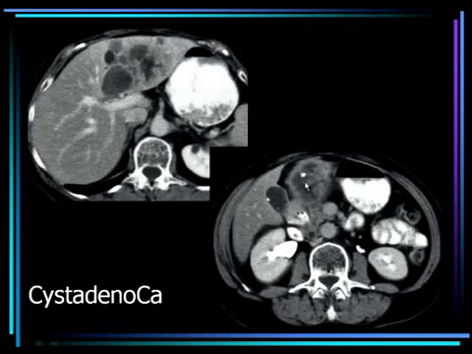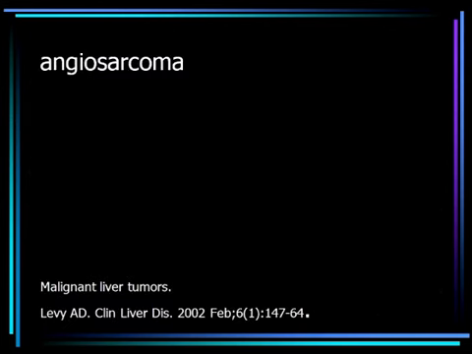This is by CT. He has calcifications. Look at the stone, look at the calcification. So if you see a cystic mass with septations in the liver, think about echinococcus, but think about cystadenocarcinoma. If you say the word cystadenoma or cystadenocarcinoma to the surgeon, he will take the patient immediately and operate. So be careful, but be aware of this lesion also.